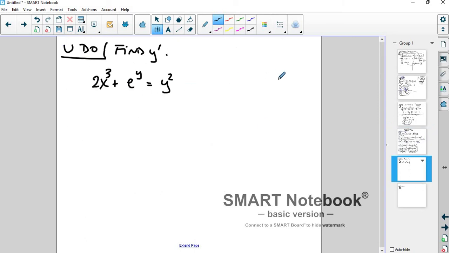Here we've got e to a power, e to the y. So think of that as a chain rule. y squared obviously is a chain rule. Take a couple minutes and try this guy, and then solve for y prime. We'll come back and go over it together. Hit pause and give it a shot.